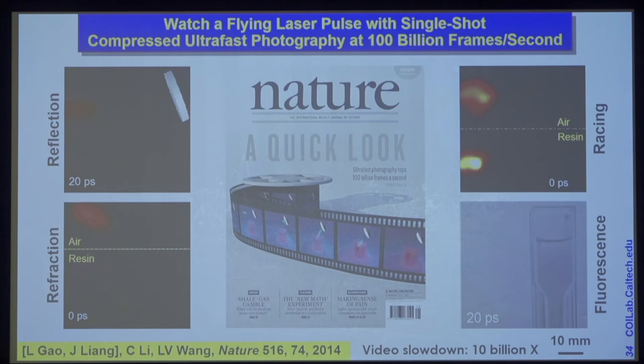All right, you can see that. This is a light pulse. It's a single shot. We don't repeat the light pulse, because some other movies may show something similar, but they actually repeat the laser pulse many, many times. For each laser pulse, they capture one frame. Here we have one laser shot, and we capture all the frames in real time. And you can see light refraction, and the two light pulses are having a race here in two different materials.